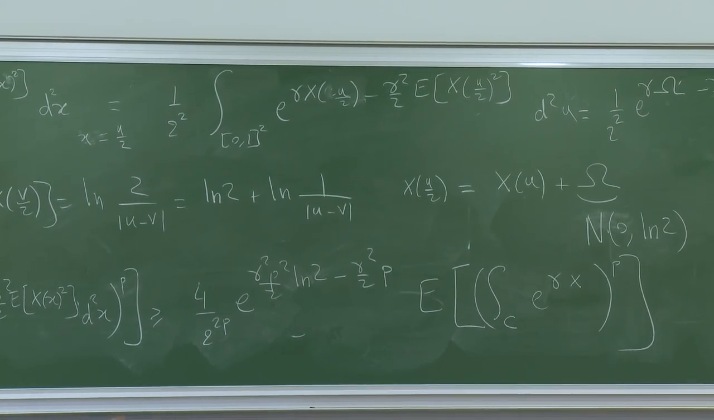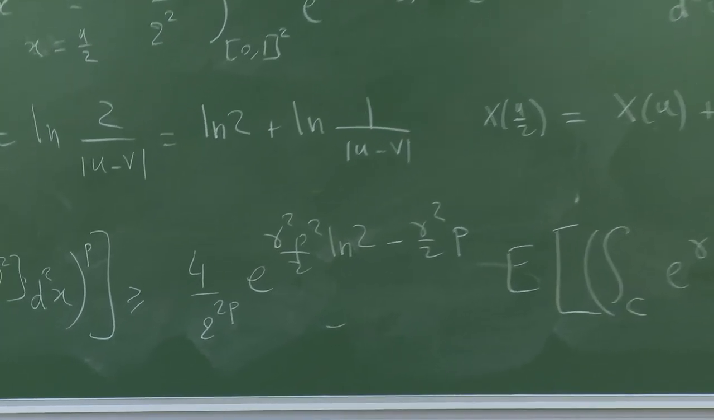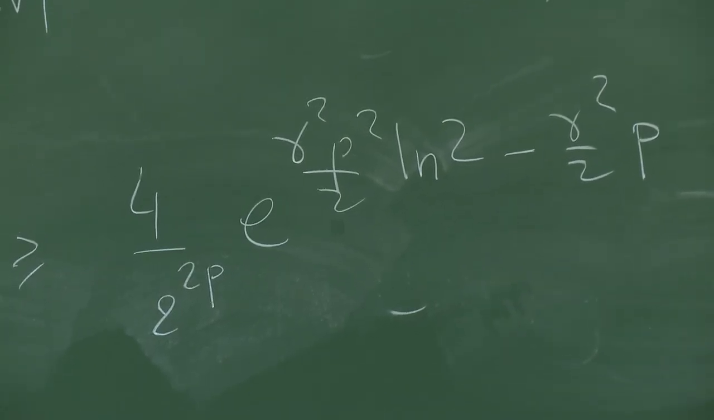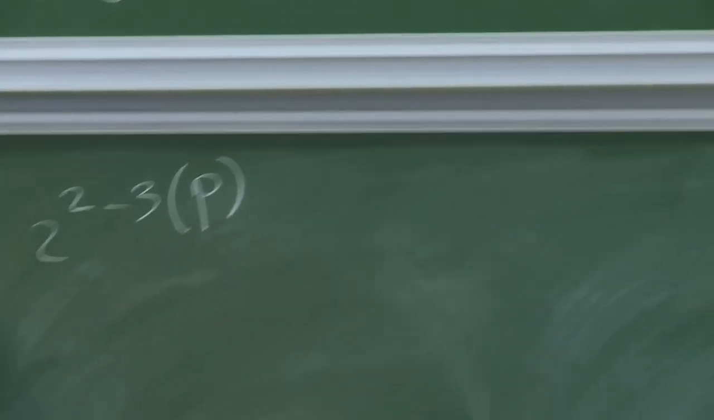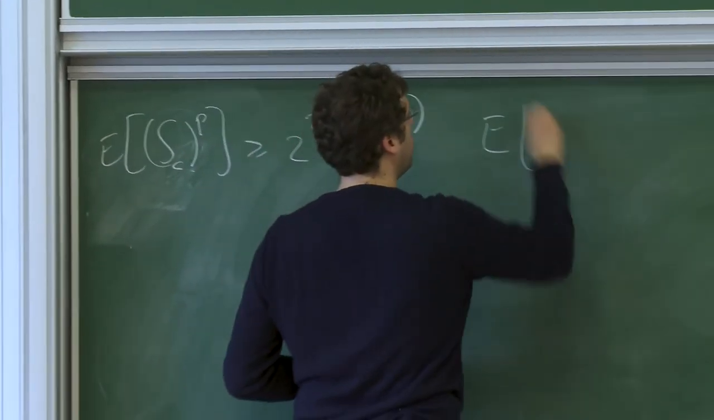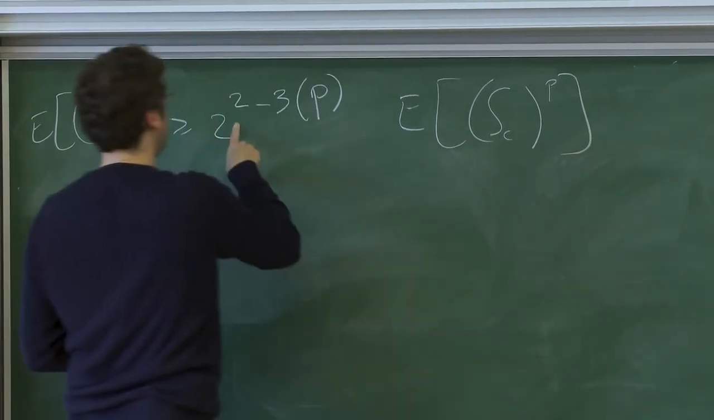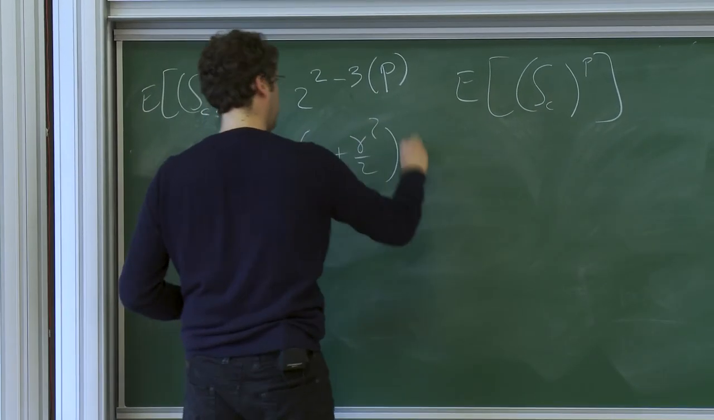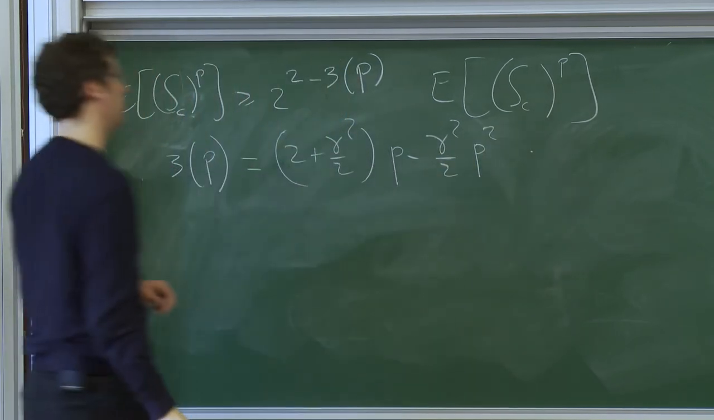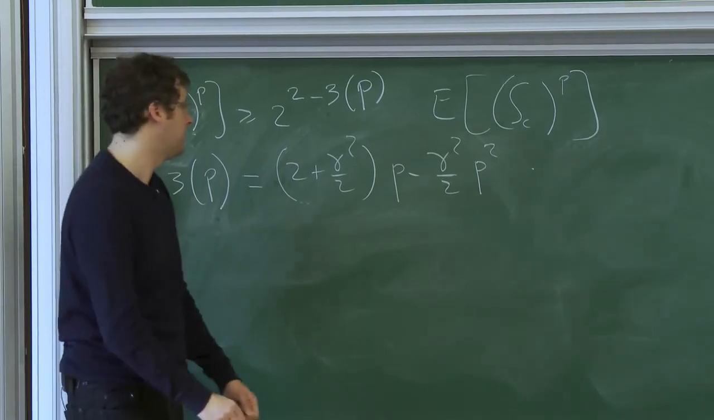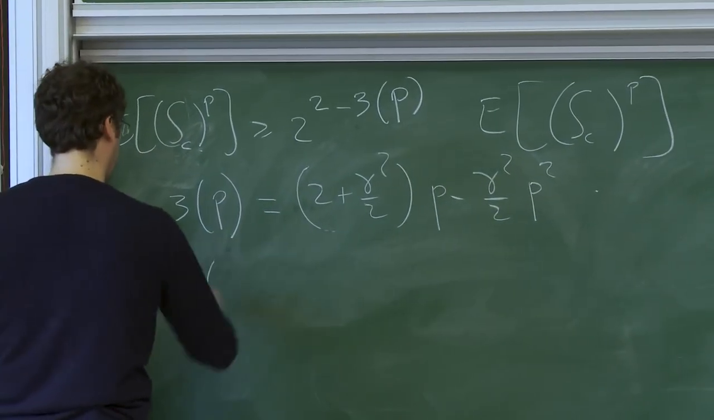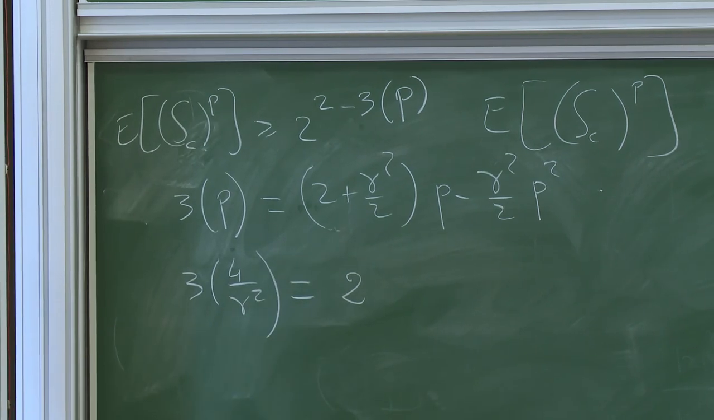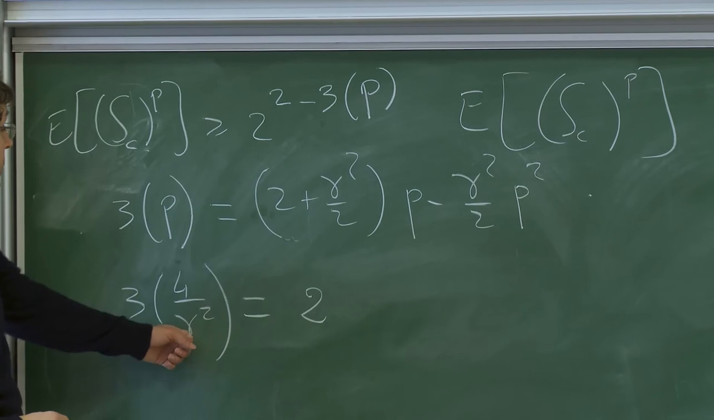So what is this? If I put this, this is equal to 2 to the power 2 minus zeta of p. So I get expectation of my business to the power p greater or equal to the same thing to the power p times 2 to the power 2 minus zeta p, where zeta p is equal to 2 plus gamma square over 2 p minus gamma square over 2 p square. So the KPZ, quadratic KPZ relation. And you can check that zeta of 4 over gamma square is equal to 2. Take home computation.